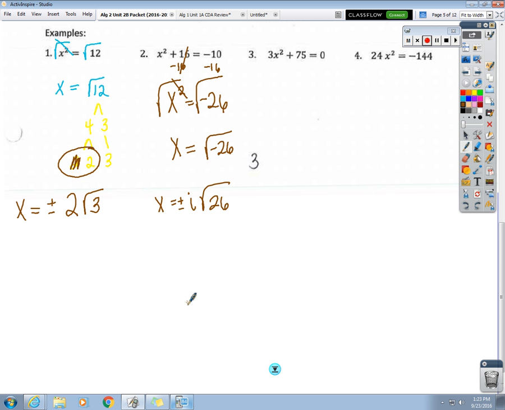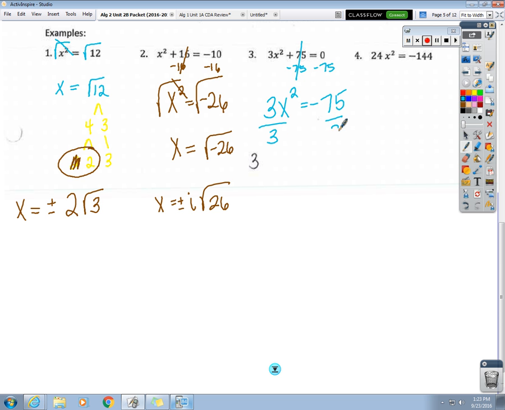Okay, so number 3, what do you think you're going to do first? Correct. First, we're going to move the 75 to the opposite side. Whenever you're solving using the square root method, you want to always move your constant to the right side. So now we have 3x squared equals. Okay, now to isolate x, what's next?